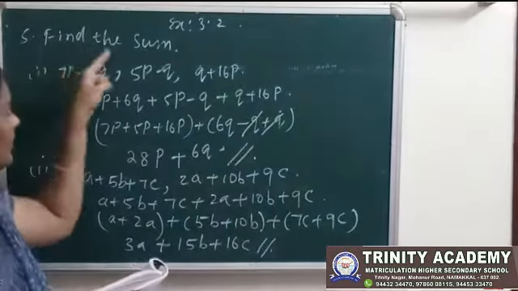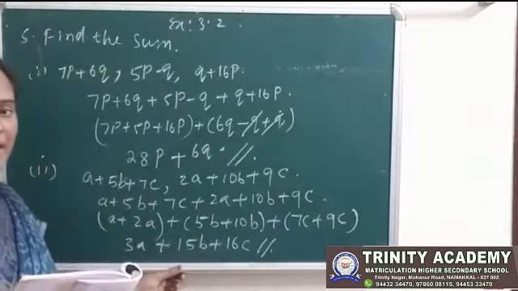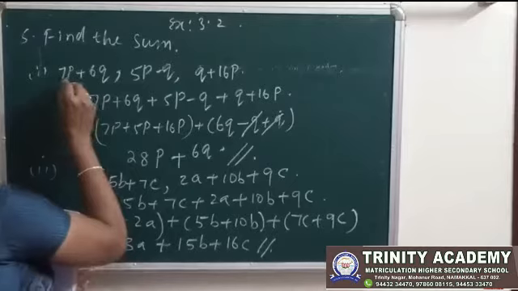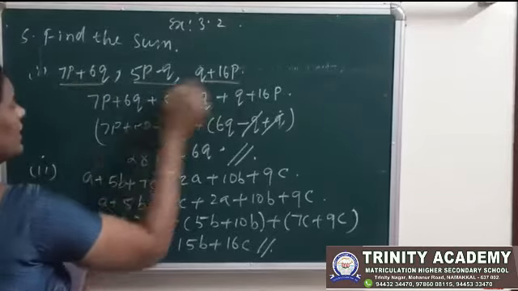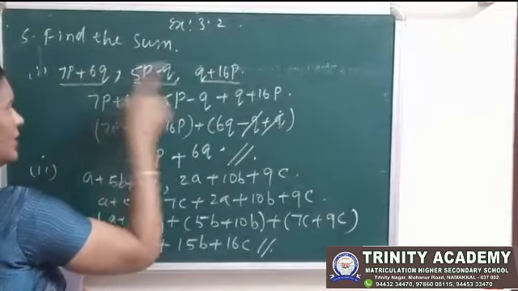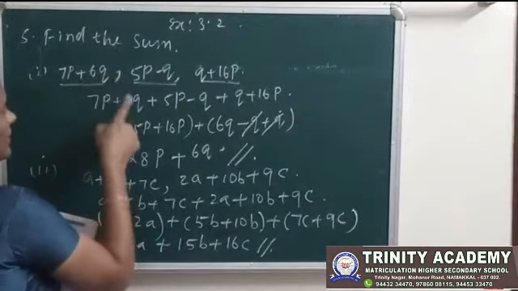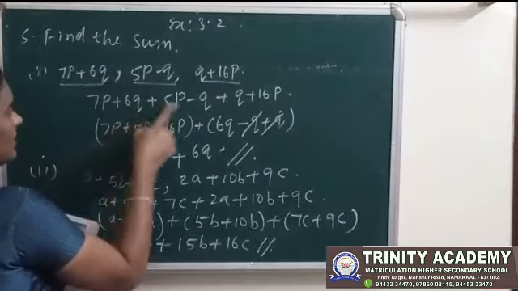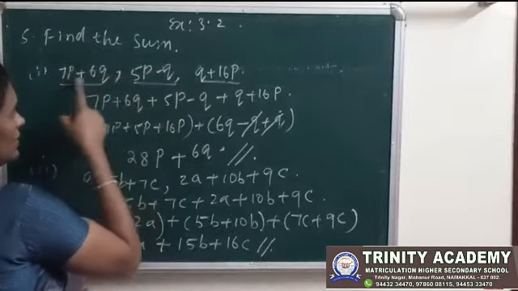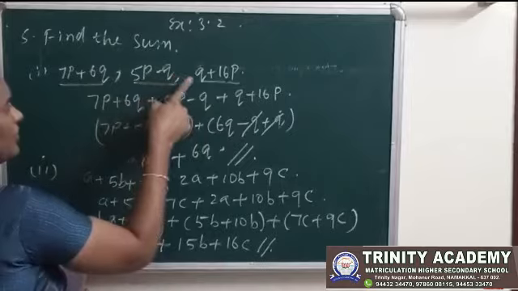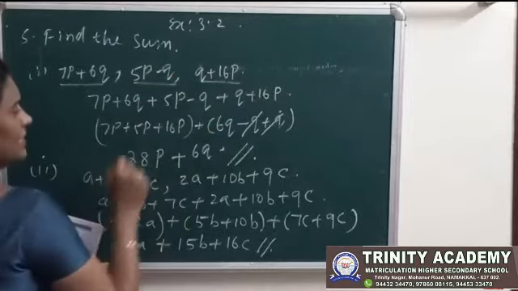See the fifth sum, find the sum. Sum means we add the expressions. See here, 3 expressions: this is 1, 2, 3. Here 3 expressions are given. Now we add these 3 expressions. So we write plus in between these expressions. Sum means plus. So 7p plus 6q plus 5p minus q plus q plus 16p.